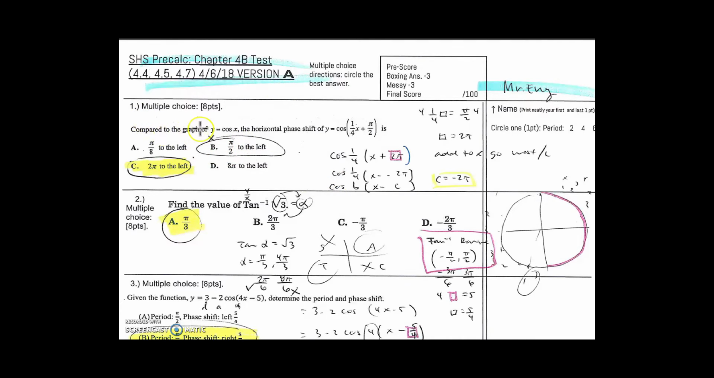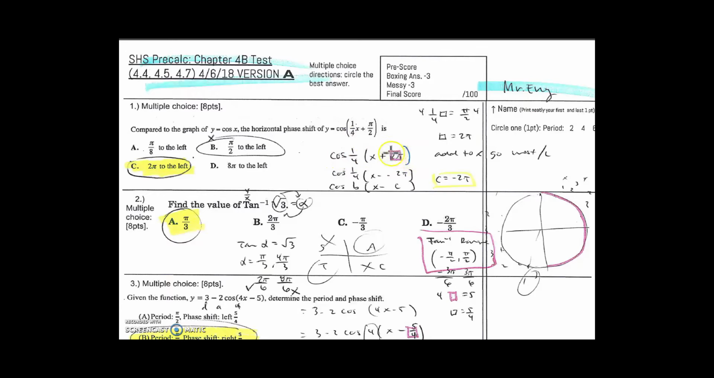Number 1, compared to the graph of y equals cosine x, the horizontal phase shift of y equals cosine of 1/4 x plus pi over 2 is. So for a horizontal shift, you're looking for the value of c. In this problem, some textbooks have this as b, but I've taught you that the b you must factor out. So you're going to factor out a 1/4. So cosine of 1/4 times x times something.